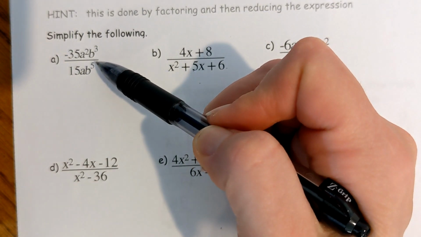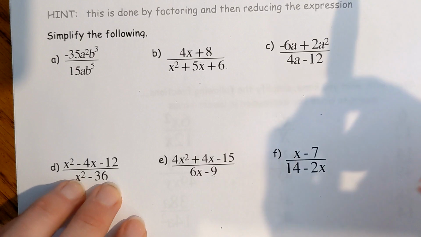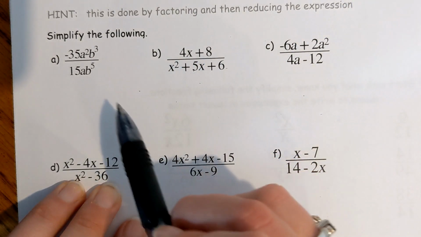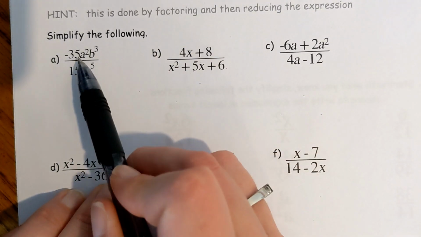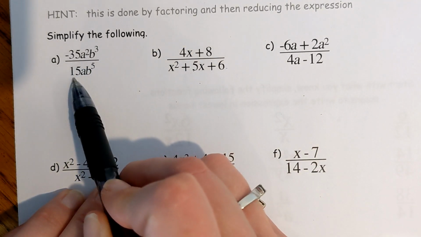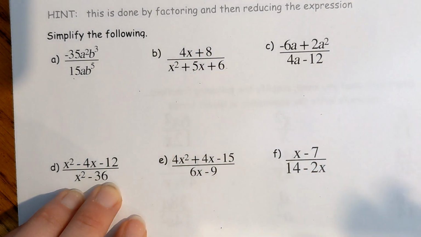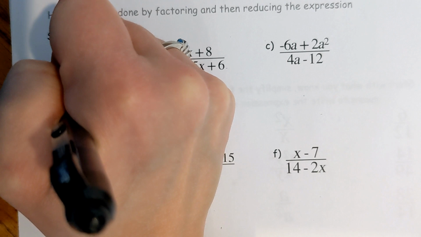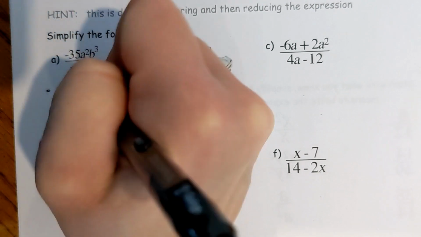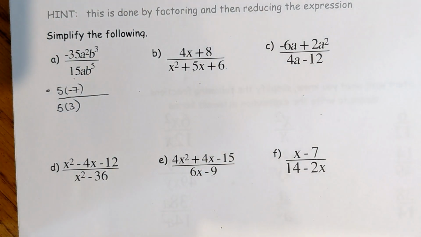So I'm looking for common factors between the top and the bottom now. When we were doing common factors before, we were looking across the row, but now we're going to be looking at the top and the bottom. In this first expression, I've got negative 35 on the top and 15 on the bottom. I know that both of these are divisible by 5, so I'm going to factor out a 5, which would leave me with a negative 7 on the top, and a 3 on the bottom.